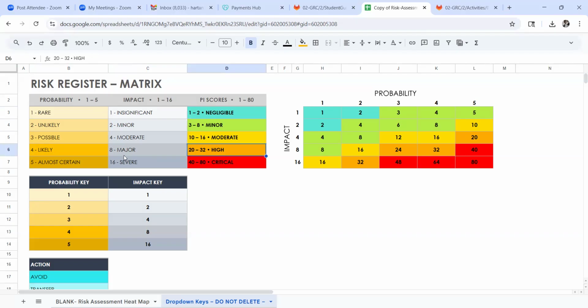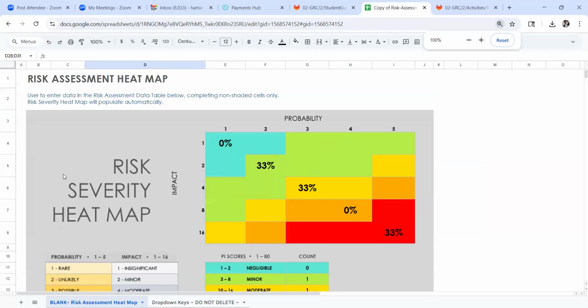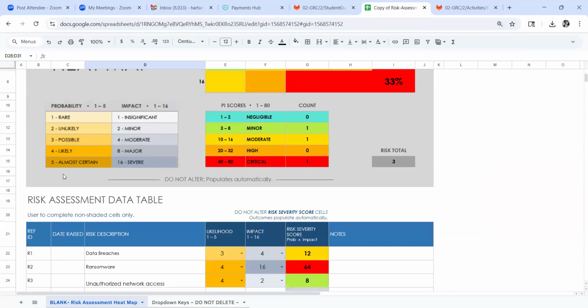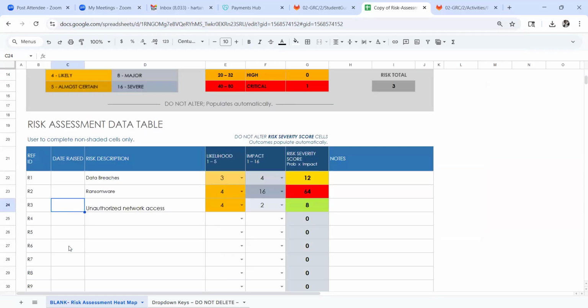Okay, and now you click the risk assessment tab, another sheet tab. Review the columns. Column 1 is the reference ID, the numerical ID of the risks: R1, R2, risk number 1, 2, 3, 4, 5. Then the date raised, when the risk was raised; you can write down the date. And the risk description: what type of risk, data breach, ransomware, unauthorized network access.